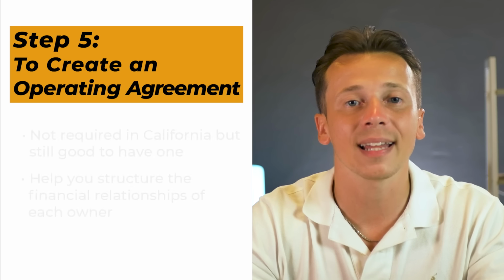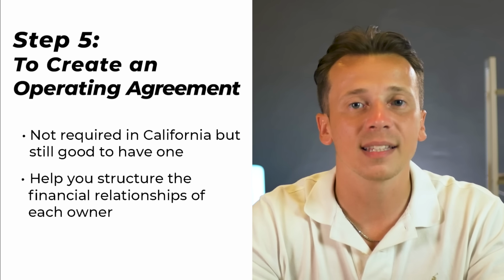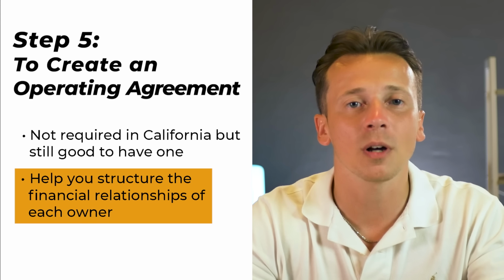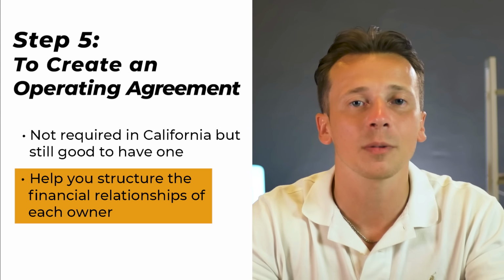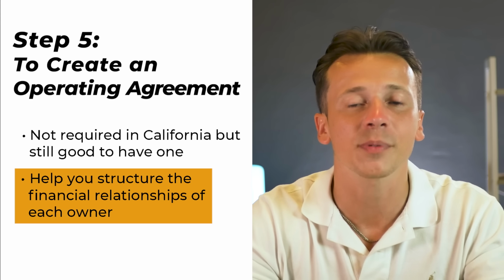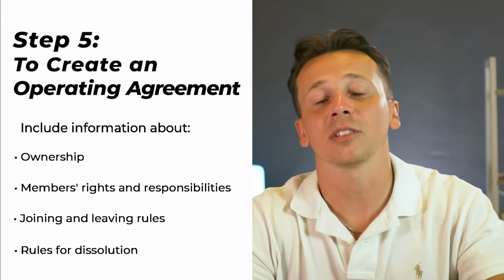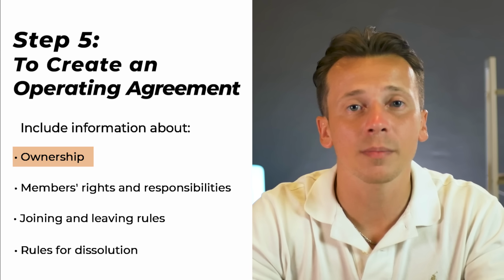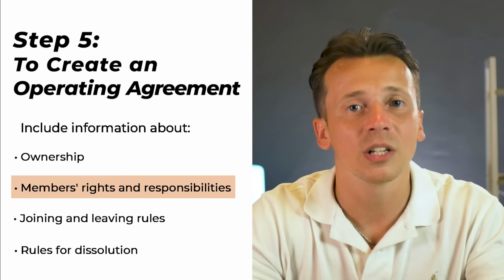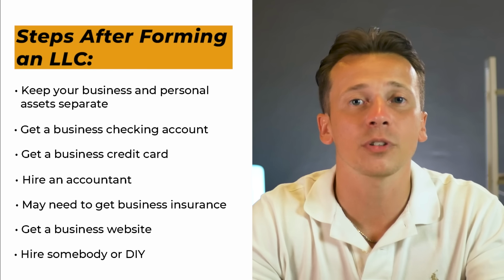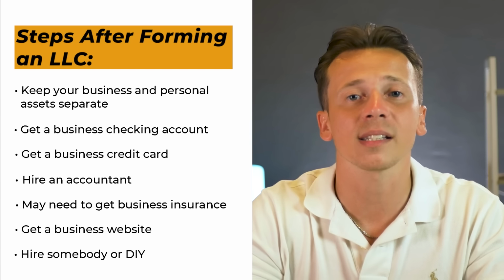Step 5 is to create an LLC operating agreement. This is not required in California, but it's still good to have one. If you have multiple owners for your LLC, this is going to help you structure the financial relationships of each owner, and it's going to tell everyone what to expect from the company. It's also going to include information about ownership, members' rights and responsibilities, joining and leaving rules, as well as rules for dissolution.